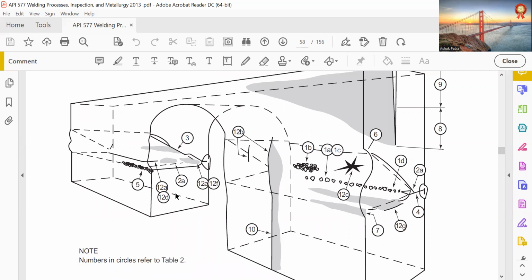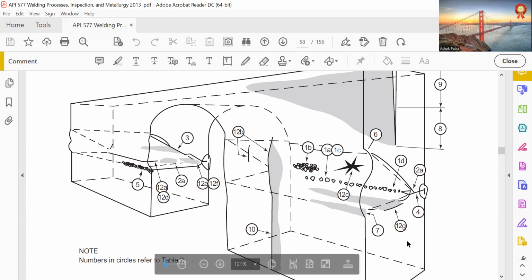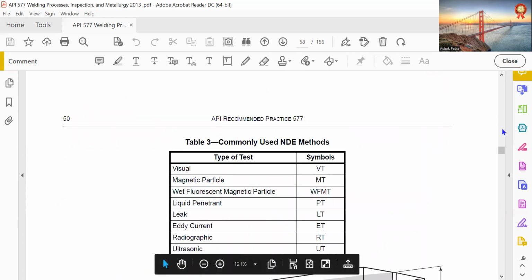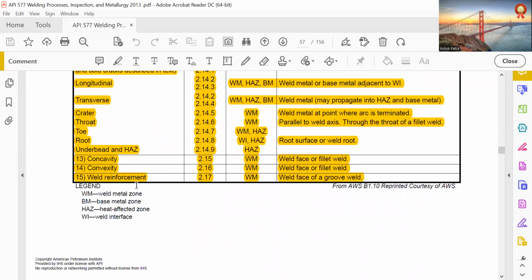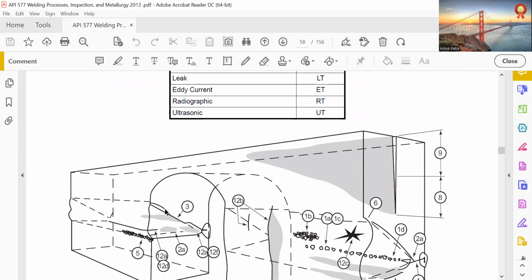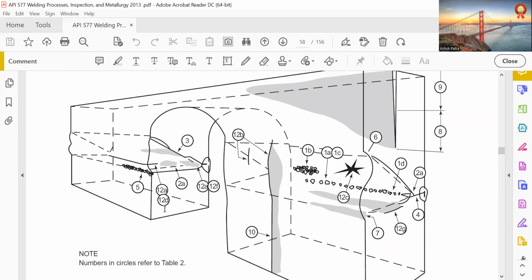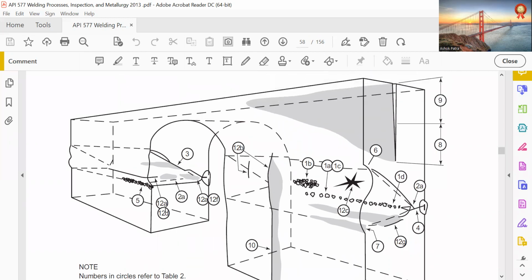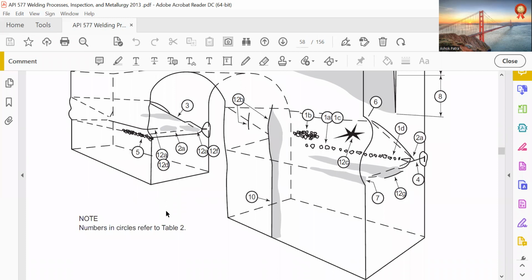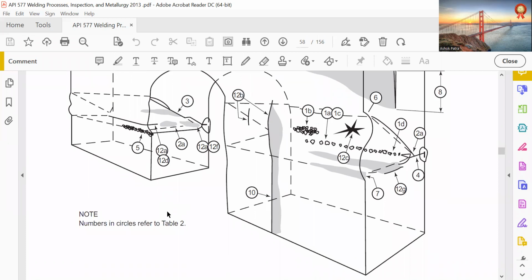12A, 12D, 12G, 12B, 12F, 12D, all this, and then concavity, convexity, weld metal reinforcement. The notes on here.